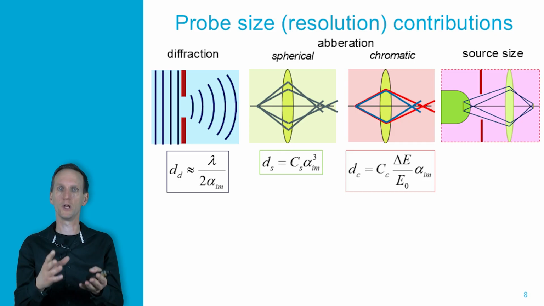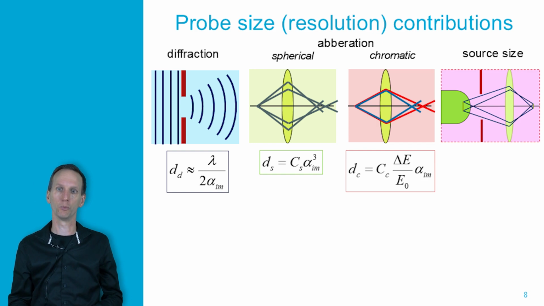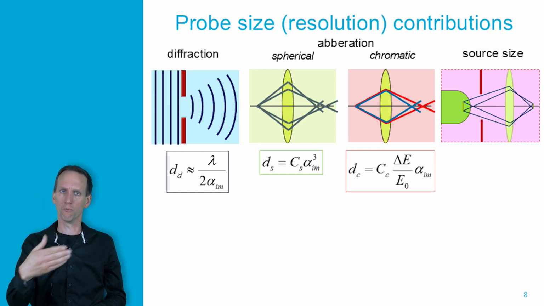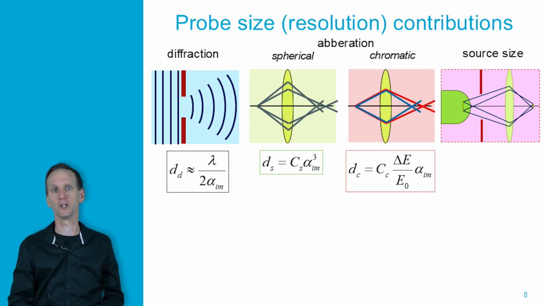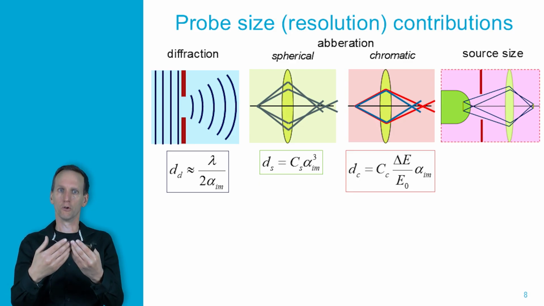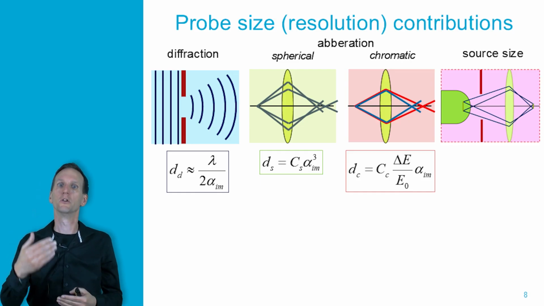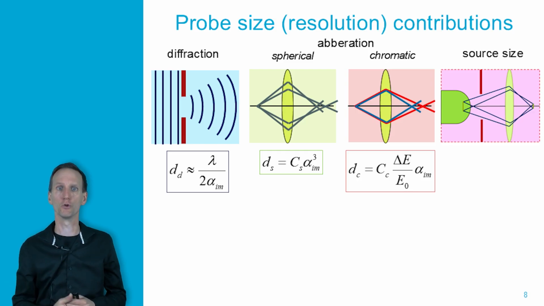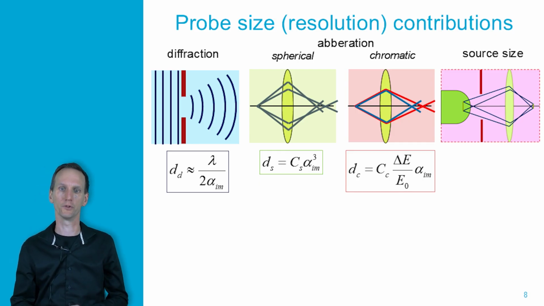In addition, we have a lens-specific factor again, the chromatic aberration coefficient, CC, and of course we have a quantity characterizing the energy dispersion in our probe. This factor is the width of the energy distribution divided by the average energy of the electrons in the beam, E0. So, if we increase the energy of the electrons, so if we work at higher voltage, the chromatic aberration decreases. This is why in high-resolution transmission electron microscopy we work at energies of 100 to 300 kiloelectron volt.